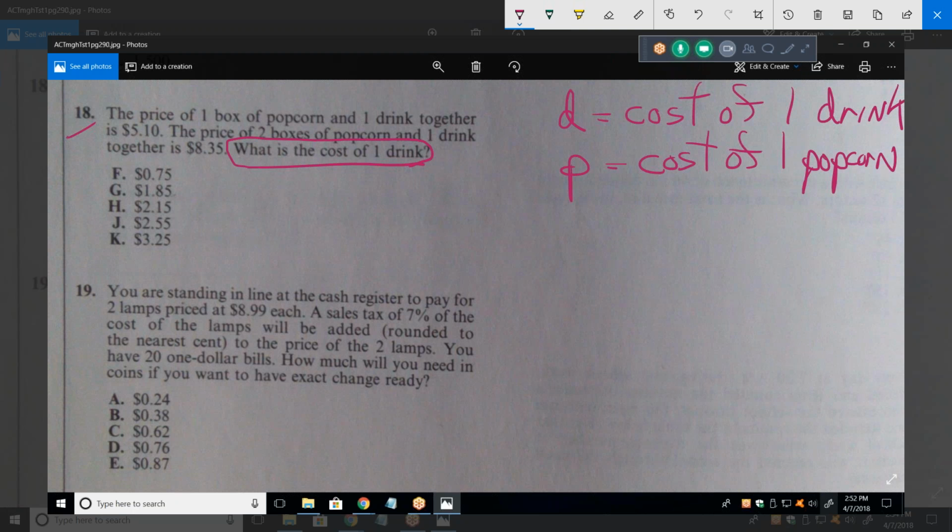Now, let's see if we can come up with an equation, because once we've spelled out our variables, the equation should come pretty easily. The price of one box of popcorn and one drink is $5.10. So what equation does that give me? There's your equal sign right there, "is." So you do P plus D equals 510.